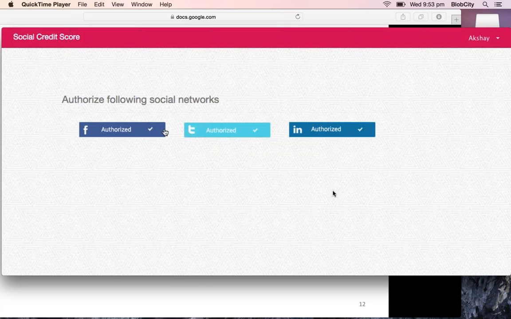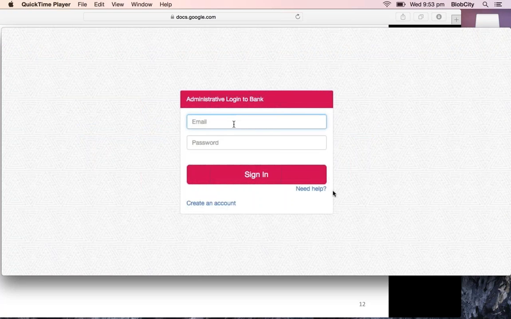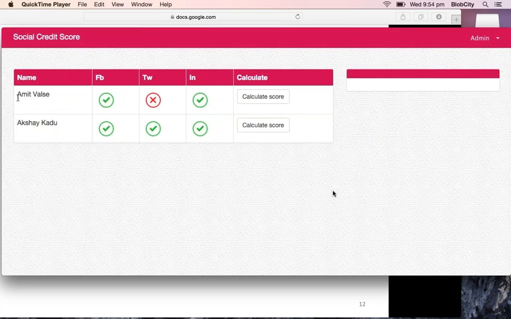The user has authorized the Facebook account successfully. It's an extremely easy and seamless process for the user to follow. The user has to do nothing more. Let's look at what a bank administrator or a manager sees. The bank administrator will actually have to log into his user account, which is the bank user account. He will see the people who have applied for loans and pending loan applications here. The bank administrator can calculate the score of every user by just a click of a button.